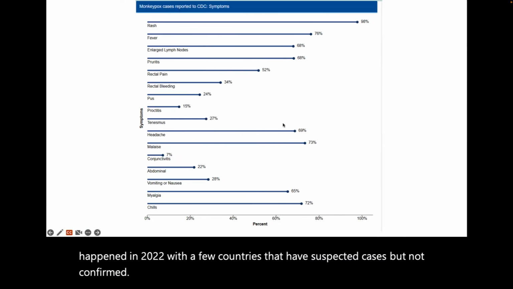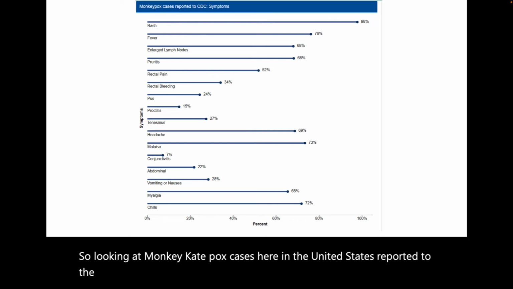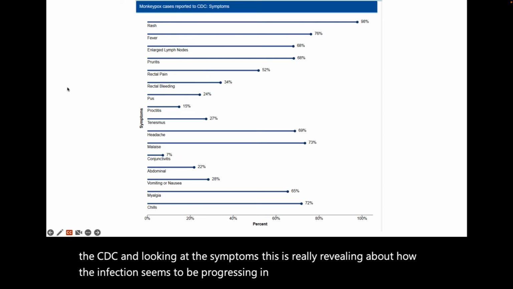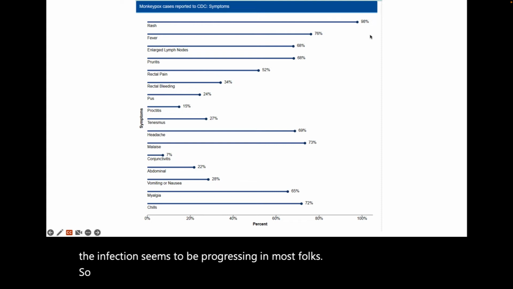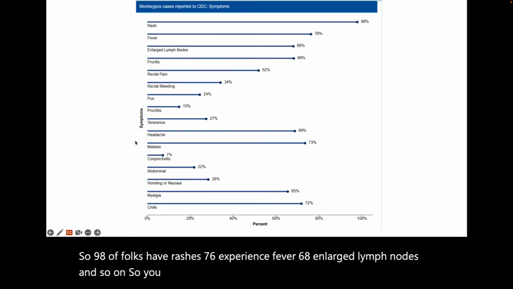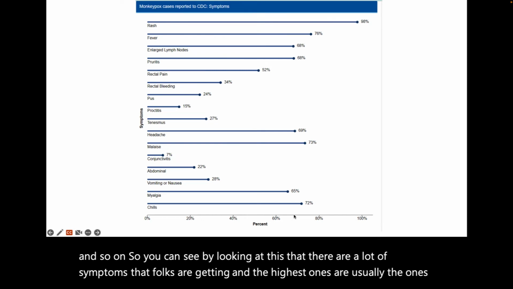So looking at monkeypox cases here in the United States reported to the CDC and looking at the symptoms, this is really revealing about how the infection seems to be progressing in most folks. So 98% of folks have rashes, 76% experience fever, 68% enlarged lymph nodes, and so on. So you can see by looking at this that there are a lot of symptoms that folks are getting, and the highest ones are usually the ones that more people are experiencing.